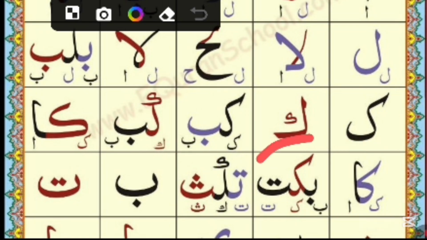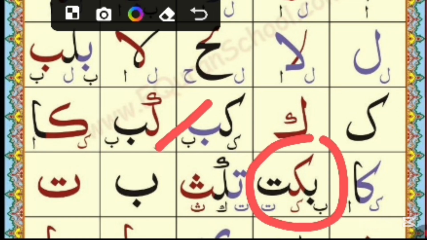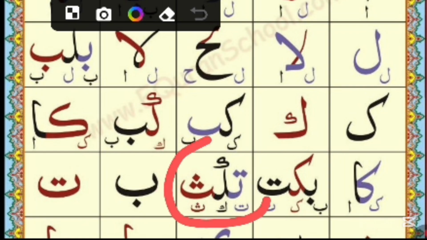There are three letters together. The first one is ba, and the middle letter is this kaf's half shape, and the next one is ta. So this word is ba, kaf, ta. In this one, the first is ta, and the middle letter is the half shape of this kaf, and the next one is sa. So the word is ta, kaf, sa.